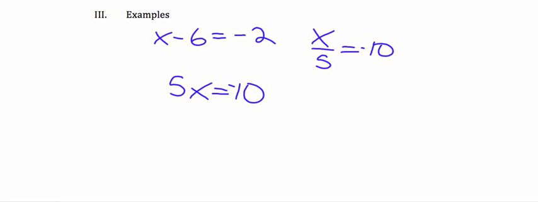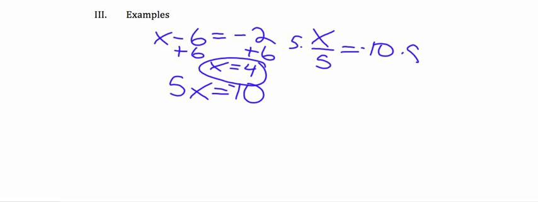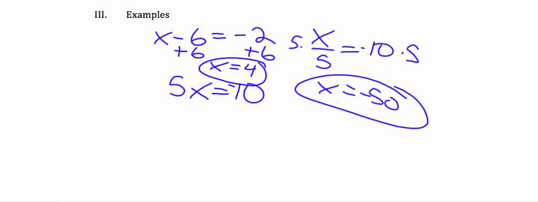All right, you're back. Welcome. This one we should add 6 to both sides. Negative 2 plus 6 is 4. Here we're dividing by 5. We should multiply by 5 and get x equals negative 50. And over here we should divide by 5 and get x equals negative 2.